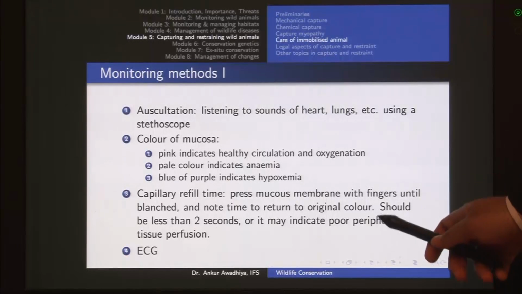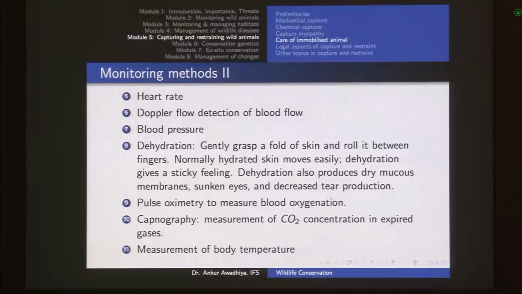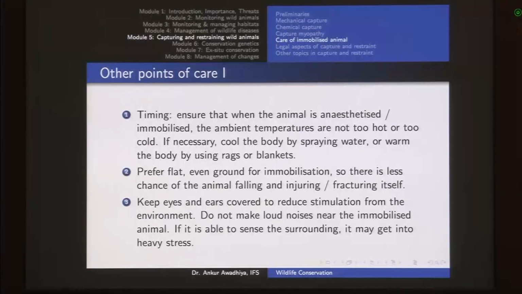And second is the capillary refill time, in which you press certain areas of the animal to drain out the capillaries, then you release the pressure and you see how much time it takes to reach the original color, and it should be less than 2 seconds, otherwise there is a problem of poor peripheral tissue perfusion. Then you can also use equipments like stethoscope or ECG, Doppler flow and so on.